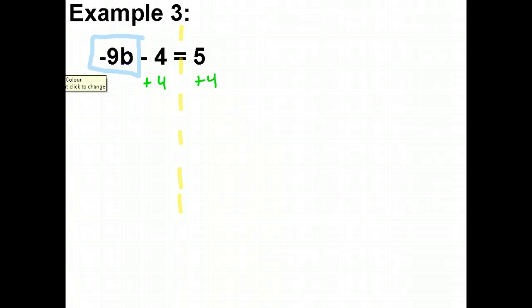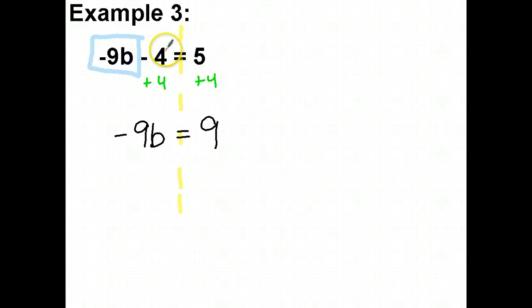On the left-hand side of things, we're left with negative 9b equals, and 5 plus 4 equals 9. Remember that negative 4 and positive 4 make a 0, so they can cross out. You can even put a big 0 there if we wanted for fun. All right, next part of things. We have negative 9b equals 9.